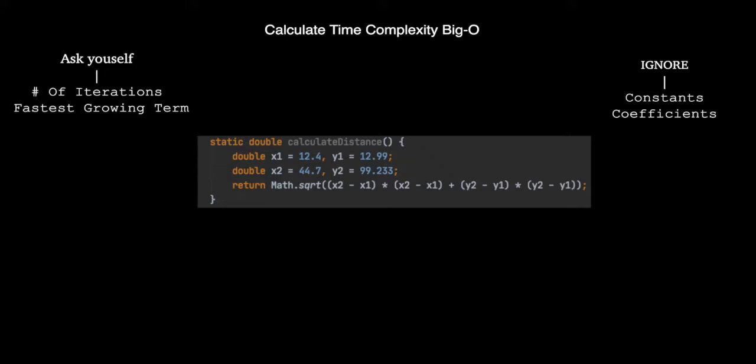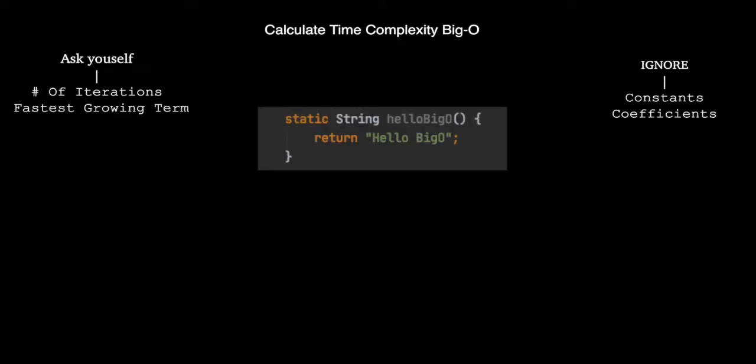Ask yourself, number of iterations? We don't have any iterations. Fastest growing term? We don't have any fastest growing term. It's a static operation, basically a static function, so it's O of 1. Remember the plane? This is a plane solution. It doesn't matter the size of the variable because we don't have a variable at all. Next, hello, big O. Same thing, no iterations, no fastest growing term, O of 1. Boom.